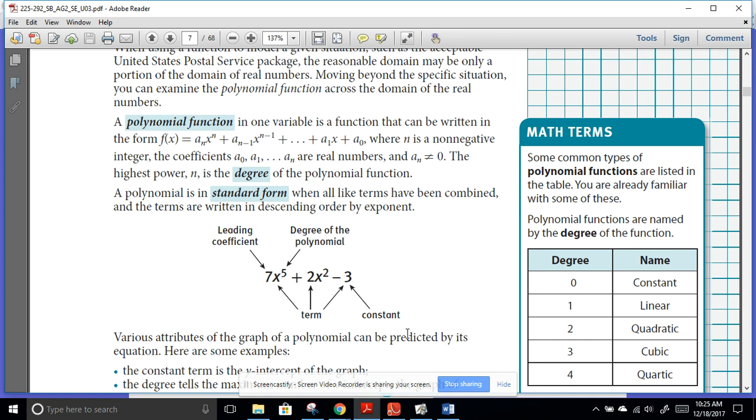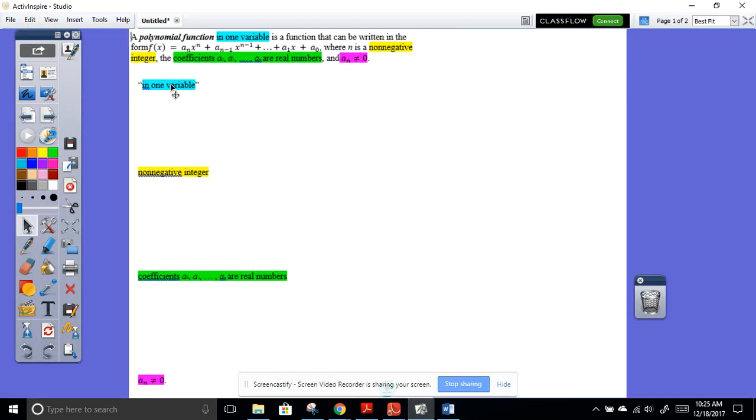So what I did was, like I said, I took it apart one piece at a time. A polynomial function in one variable. So we're going to stop right there and talk about what they mean when they say in one variable. And it's not that big of a deal. It simply means that you're only going to have one variable.